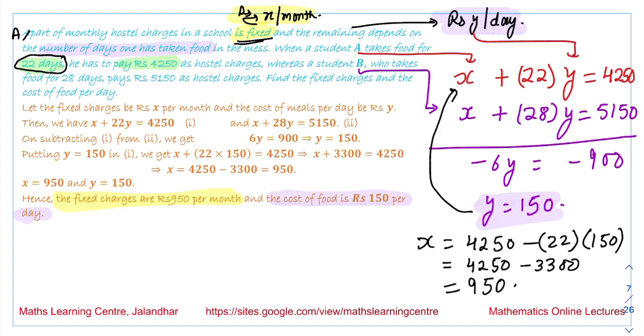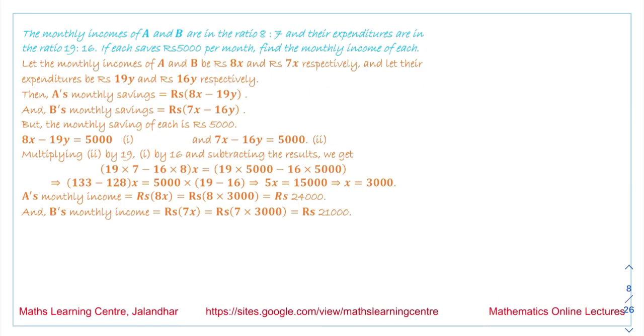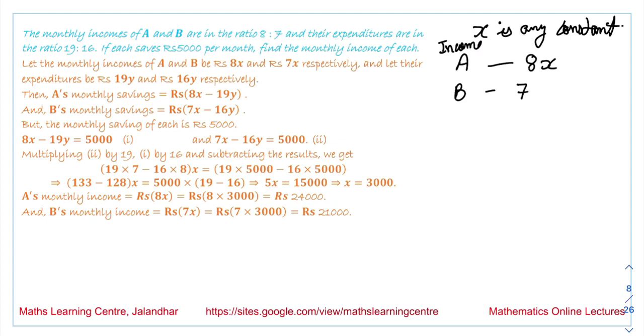Now next is the monthly incomes of A and B are in the ratio 8:7 and their expenditures are in the ratio 19:16. So suppose x is any constant, then the monthly incomes of A and B, we are talking about income of A will be 8x, income of B will be 7x. Now the expenditure, let y be another constant.